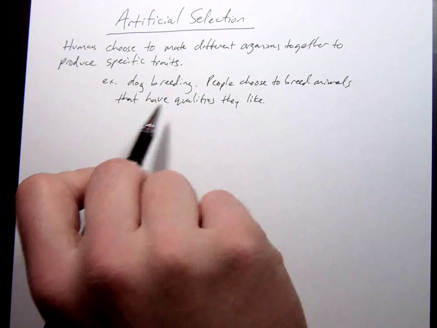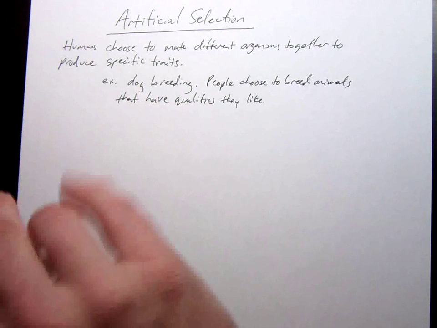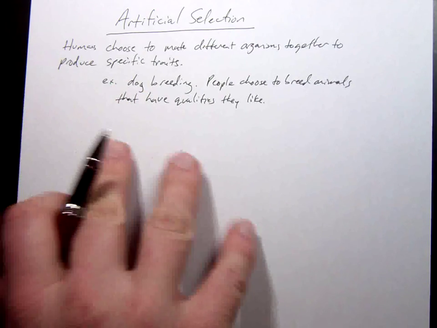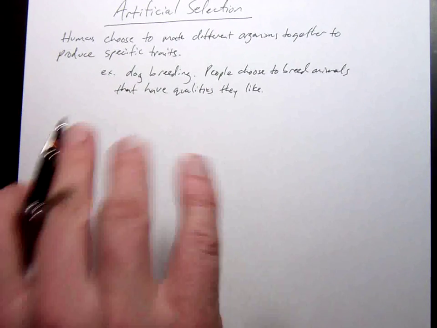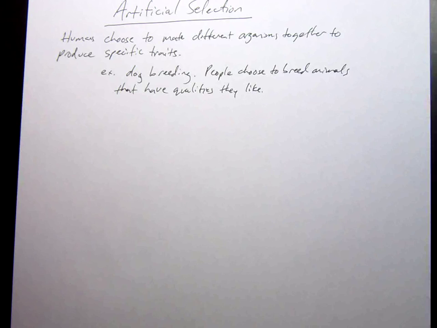You know, there's show dogs that are bred for their curly fur and how pretty they are and stuff. That's artificial selection. Lots of other examples.